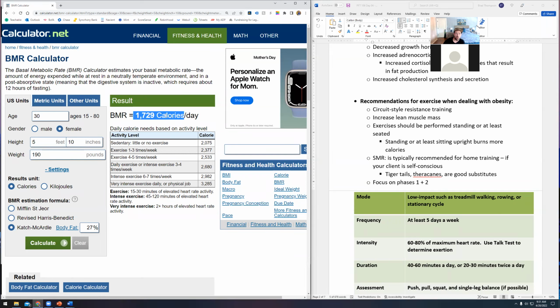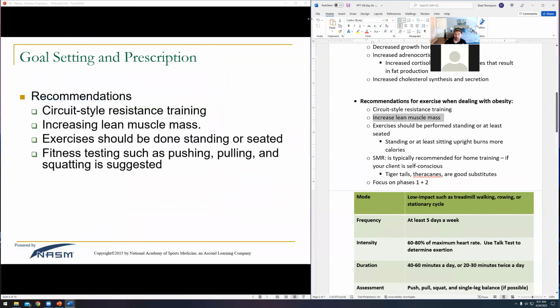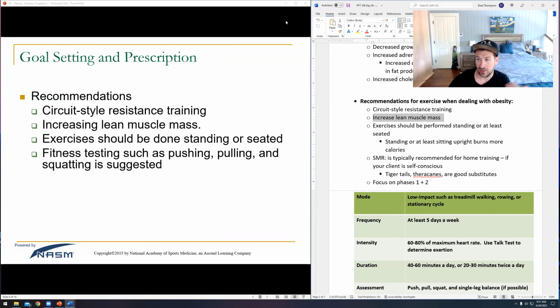So we know that maintaining our lean body mass helps us burn more calories, which is going to help with the overall weight loss. Obviously, it's going to make us stronger, which is great and more efficient. Circuit style exercise is a really good way to burn lots of calories and build muscle. It's not the best way to build muscle. The best way to build muscle is straight sets, but straight sets don't get the calorie burn. So we're getting the best of both worlds here.